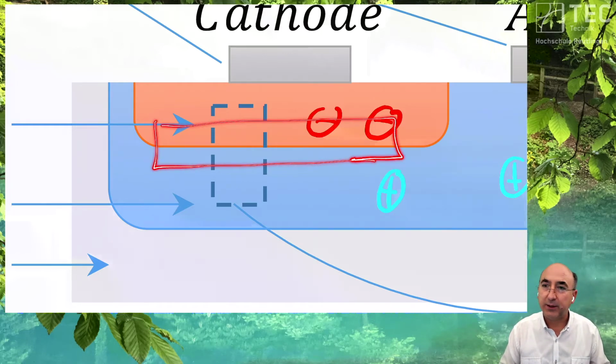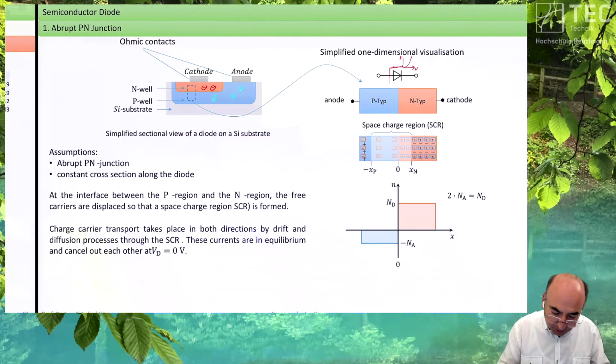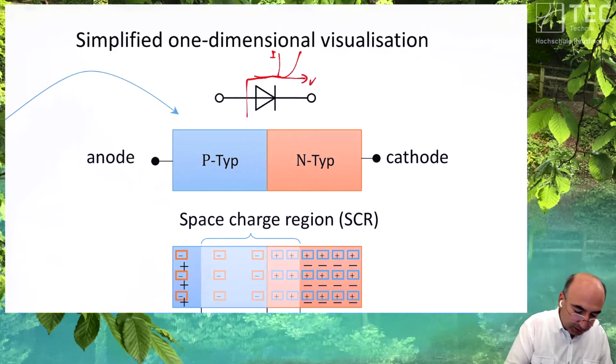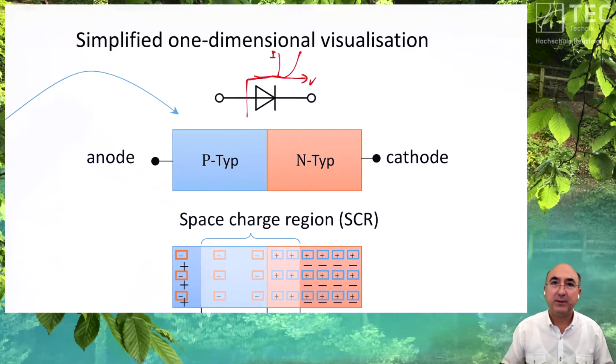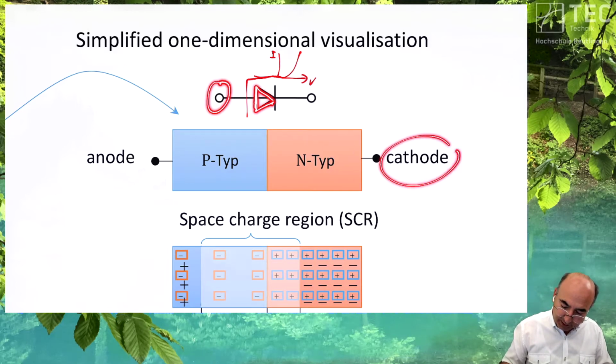You have to do it to get this diode. This is the diode area. The rest you need. So this box is here. So now we go into the more simplified one-dimensional visualization. The anode is this area, this part of the triangle. The cathode is this line of the diode.